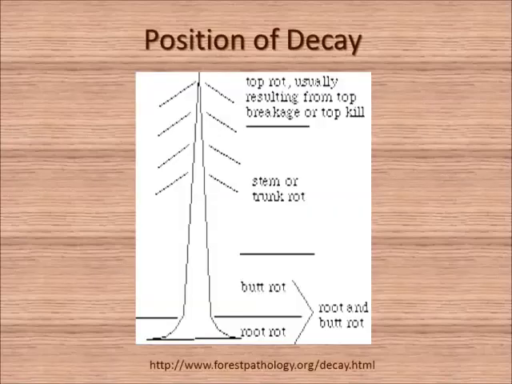The position of the decay is also important. Some fungi only decay the main stem, and others decay the top of the trees, whereas others decay the butt rot or the root rot. So if you see a fruiting structure at the roots or at the main stem or the top of the tree, that tells you something about the decay organism and the biology of the decay organism.